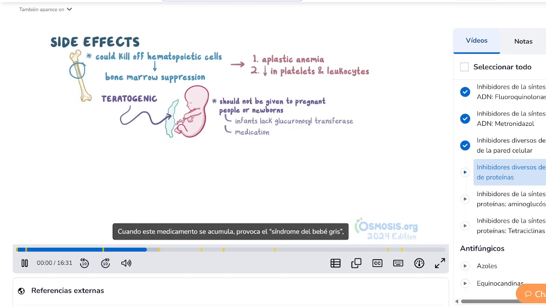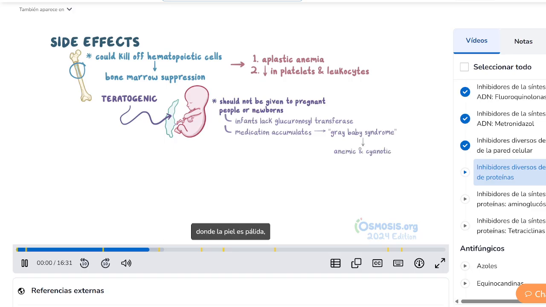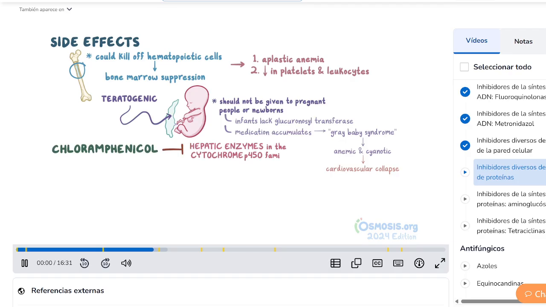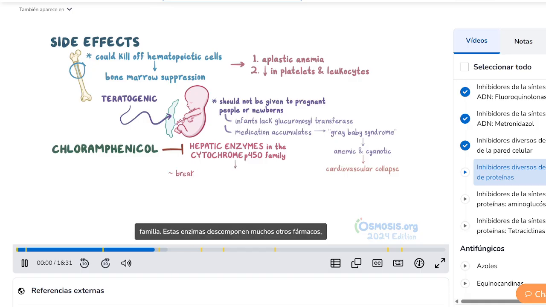When this medication accumulates, it causes gray baby syndrome, where the infant is anemic and cyanotic, where the skin is pale or a grayish color, and it can lead to cardiovascular collapse. Chloramphenicol also inhibits the hepatic enzymes in the cytochrome P450 family. These enzymes break down many other drugs, like warfarin. It increases the action of those medications.